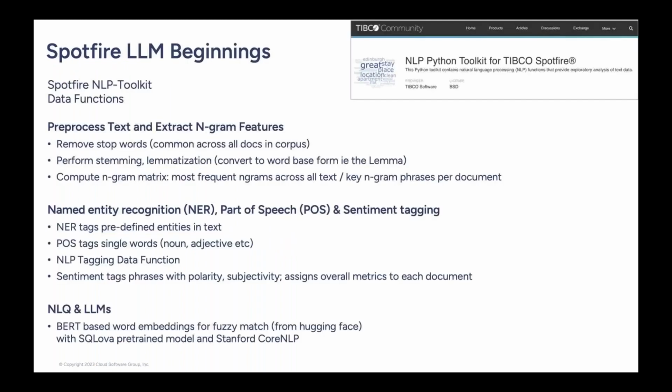In terms of the data science and data engineering area, Nicholas showed a little bit of this. I mentioned that Spotfire has been using large language models for some time, and this NLP toolkit, which we just released version 2 of in open source, allows you to pre-process text, extract features, n-grams, bigrams, trigrams, do the stemming, remove the stop words, and do named entity recognition. So you have certain names in the text that you want to recognize automatically, tagging for sentiment and part of speech, and, as I mentioned, having some of the BERT and SQL over pieces inside of that.